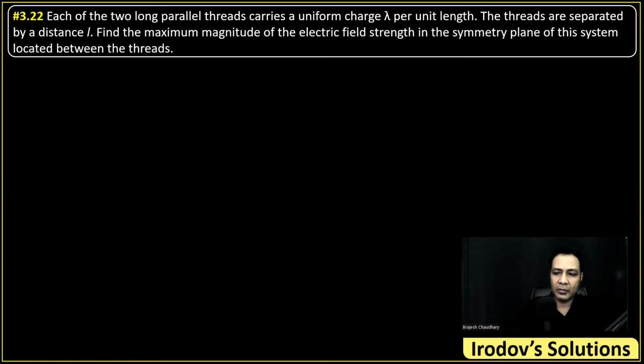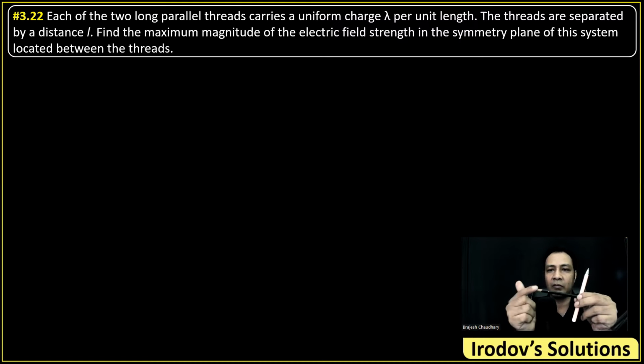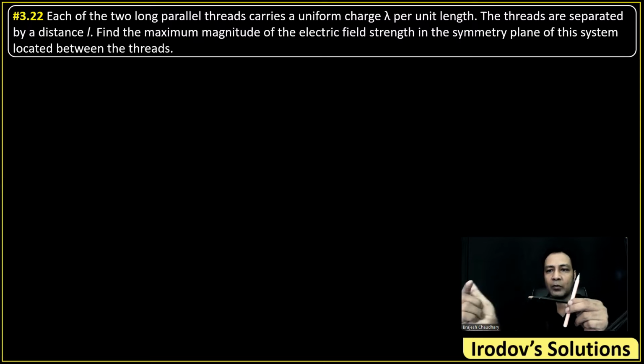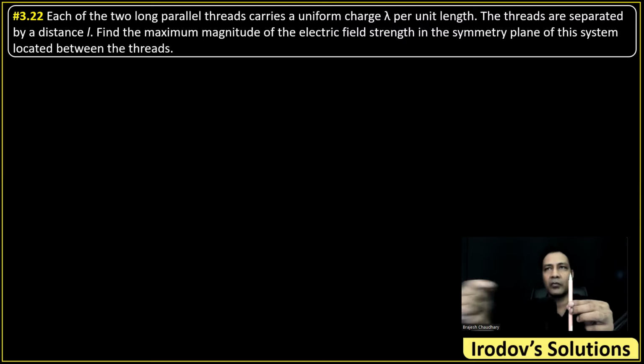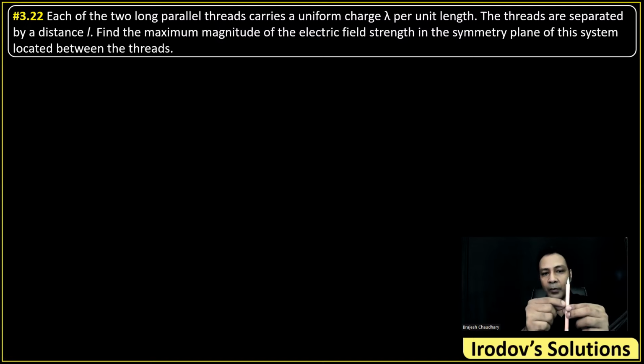Suppose this is my infinite long wire carrying a uniform charge density lambda. At a distance r from it, the electric field will be radially away, 2k lambda by r at this point, and at all such points. Radially away means perpendicular to the wire and away, if the charge density is positive.